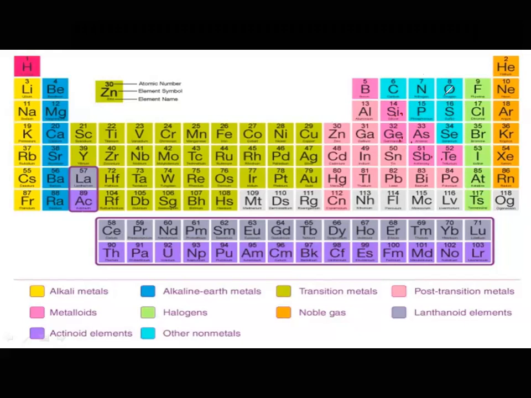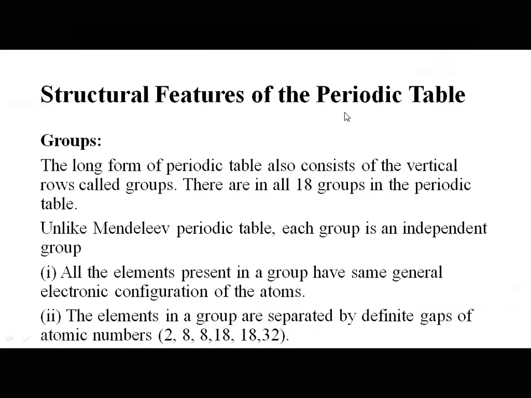These elements are non-metals, and these are also non-metals which have a typical name, halogens. Helium, neon, argon, krypton, xenon, radon are all called noble gases. Here the light violet color are called lanthanoids, and the dark ones are called actinoids. So these are different ways of considering the types of elements. This is the modern periodic table, also called the long form of the periodic table.